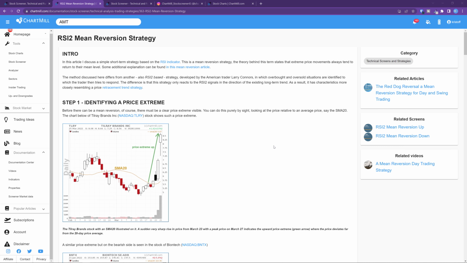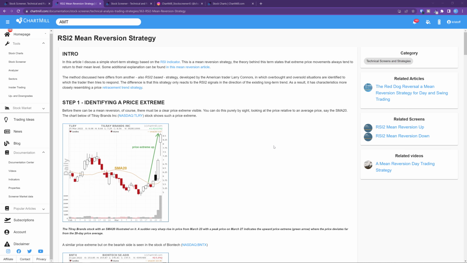So the next strategy is a swing trading strategy where positions are held for at least a few days or until the set target is reached. The strategy is based on the 2-period RSI indicator, and the article you see right now gives detailed information and is also available on the website. You can find the direct link in the description below.